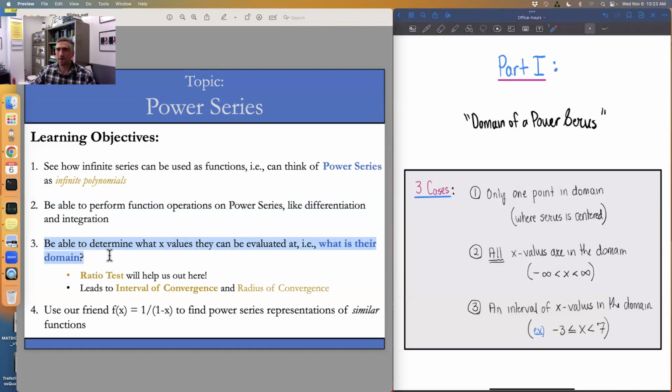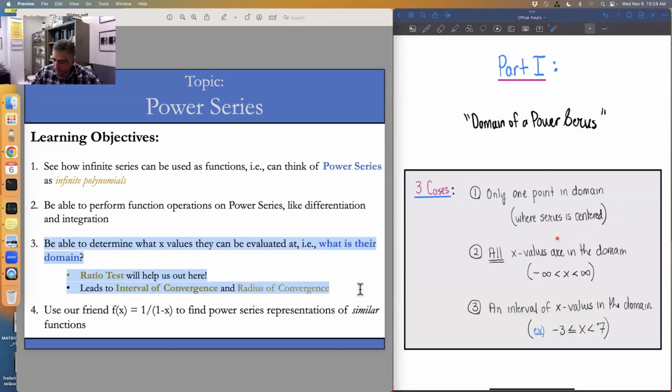We basically talked about and applied the idea to a couple examples. We saw the first thing we always do is apply ratio test. And then this leads to the actual domain that we think about. And for us in this type of problem, we saw that there's basically three different cases that the domain of a power series can fall into. There's case one, where only one point is actually in the domain. This is the point in which the power series is actually centered. So the point in which the power series is centered is always in the domain.